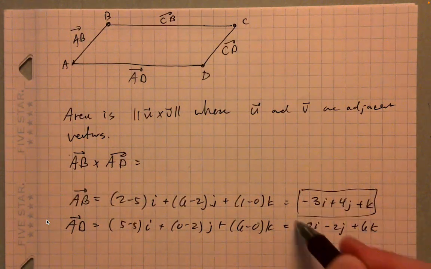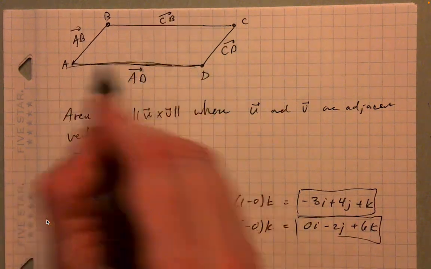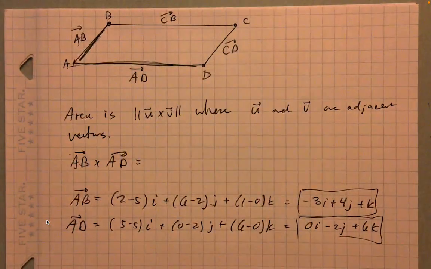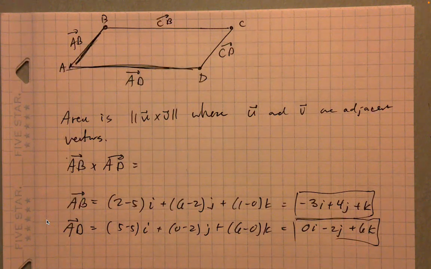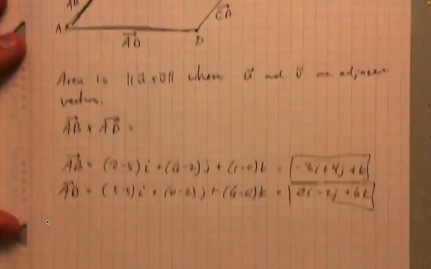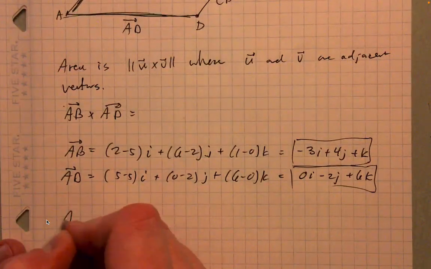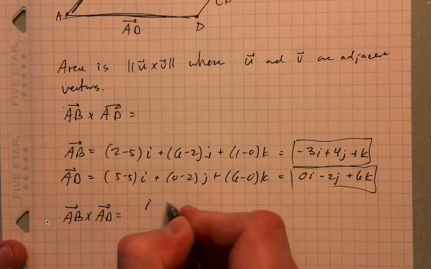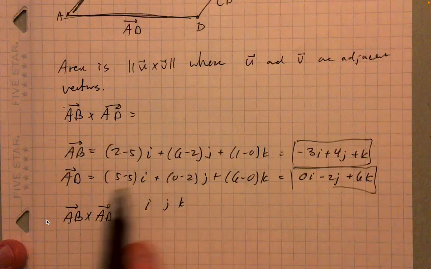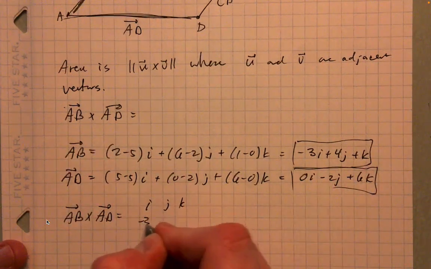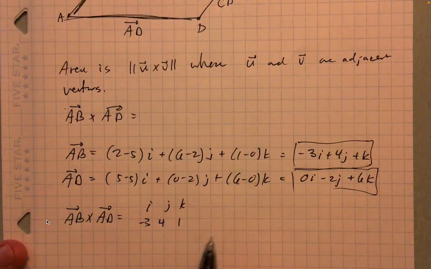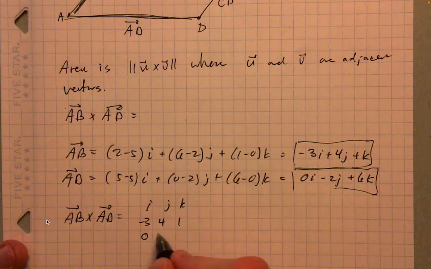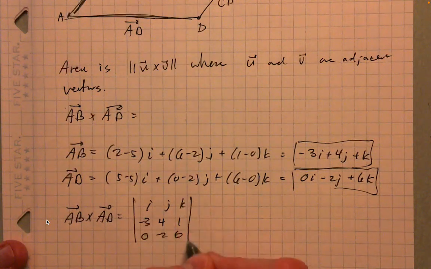So these are the two vectors of interest, this guy here and this guy here. Let's cross those and then take the norm, and we will get the area of this. So AB cross AD: i, j, k, then AB is the first vector in, so negative 3, 4, 1, and then AD, which is 0, negative 2, 6.